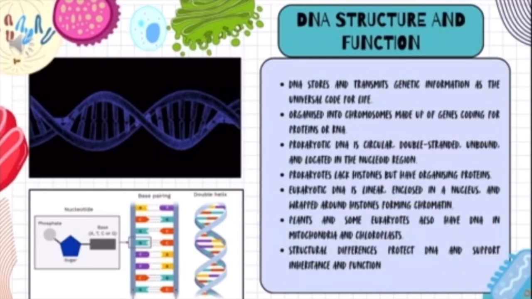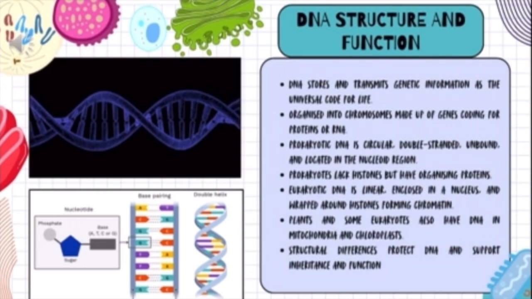DNA stores and transmits genetic information, serving as the universal code for life across all organisms. It is organized into chromosomes, which are made up of genes, specific sequences of nucleotides that code for functional protein or RNA molecules. While this function is shared by all life, the way DNA is structured differs between prokaryotes and eukaryotes.